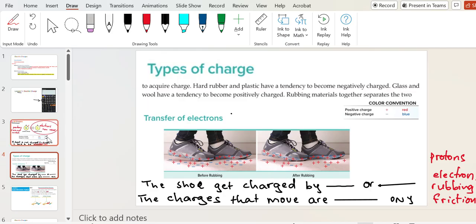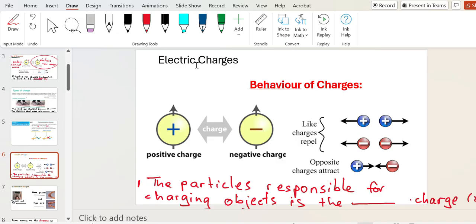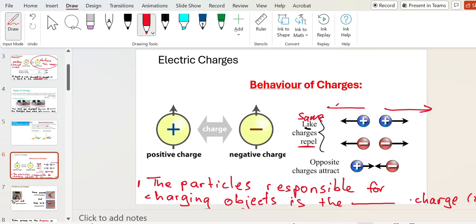Types of charge, I talked about it. Let's go to the behavior of charges. So if the charges are like, means the same, in other words, positive and positive or negative and negative, they repel. Know how to write this word, repel. Repel means they move away from each other. Plus and plus is like. Minus and minus, they are like charges. They repel, they push away from each other.